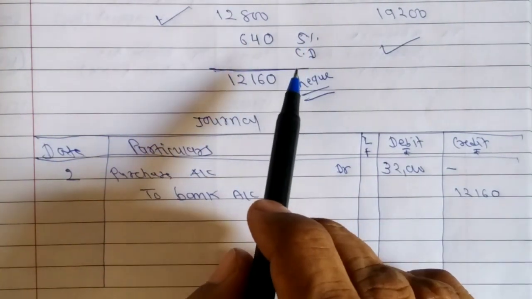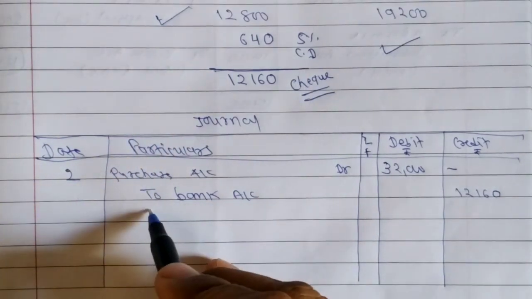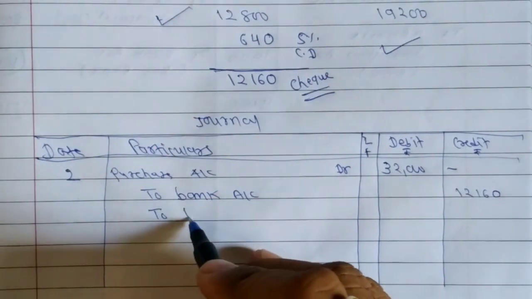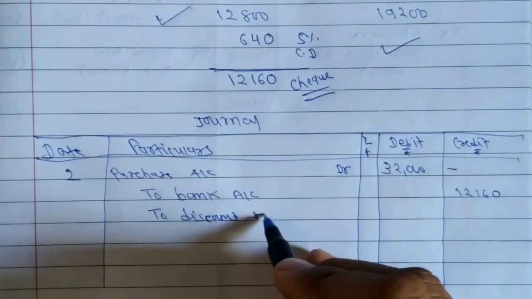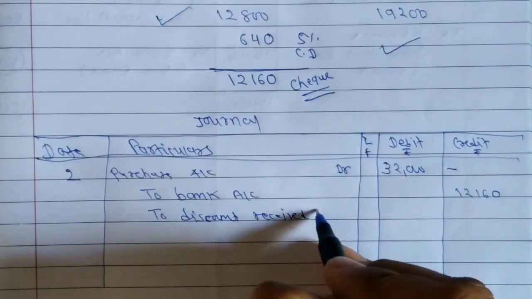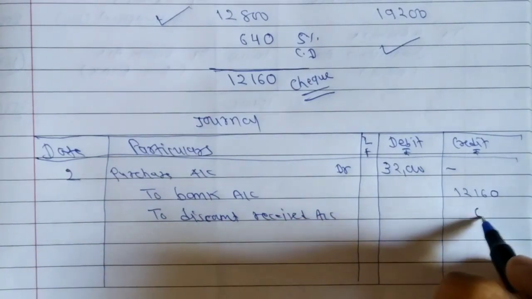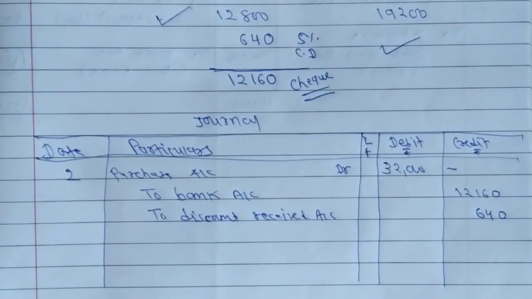One more thing, 640 is a cash discount. This is the discount received, so it is our gain. So to discount received account, discount received account will be credited with 640. So we recorded this cash purchase.